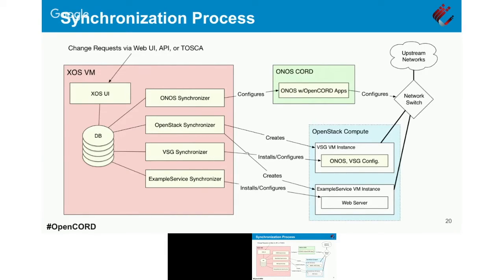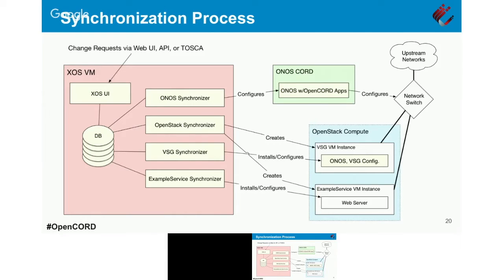Via the service graph, it determines that they both need virtual machines. So they go out to OpenStack Compute and get that VSG VM instance and the example service VM instance. Those both get created because those are dependencies of the services. Then within them, the VSG synchronizer and the example synchronizer both use Ansible to install or configure the services inside the virtual machines. So they go out and install a web server and start up a Docker container.